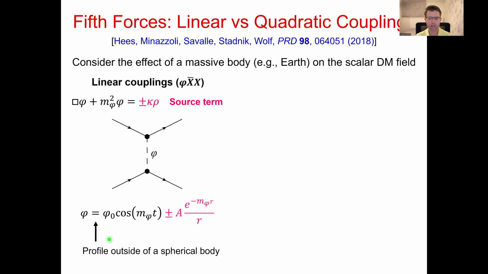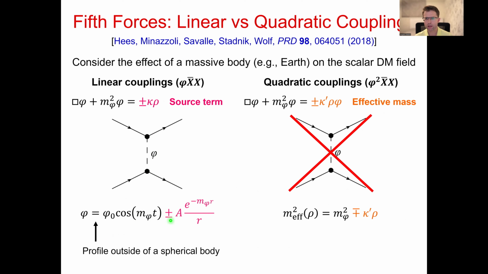So if we solve for the scalar field profile outside of a massive spherical body, we find that we will have a linear superposition of two terms. The first term is the oscillating time function, which corresponds to the dark matter component. And the second term here is a Yukawa type term, which is associated with the exchange or generation of a scalar field by a source body at one point, which can then be felt by a test body at another location. So this is a relatively straightforward linear combination. But what is perhaps less obvious is what happens in the case of quadratic phi-squared interactions.